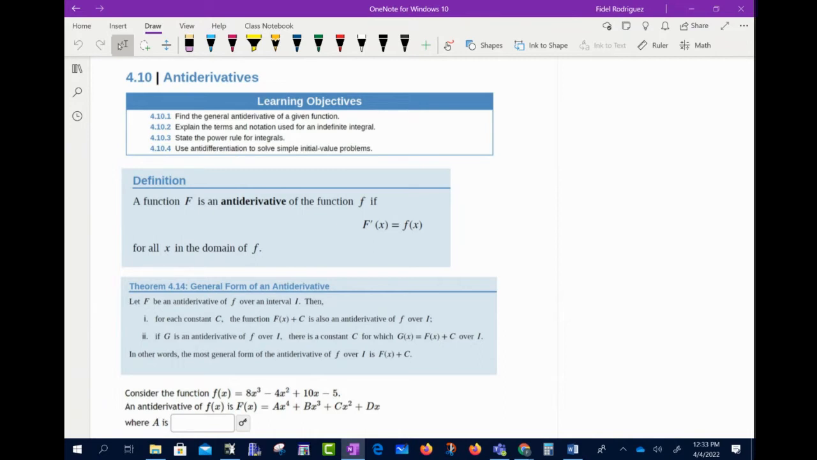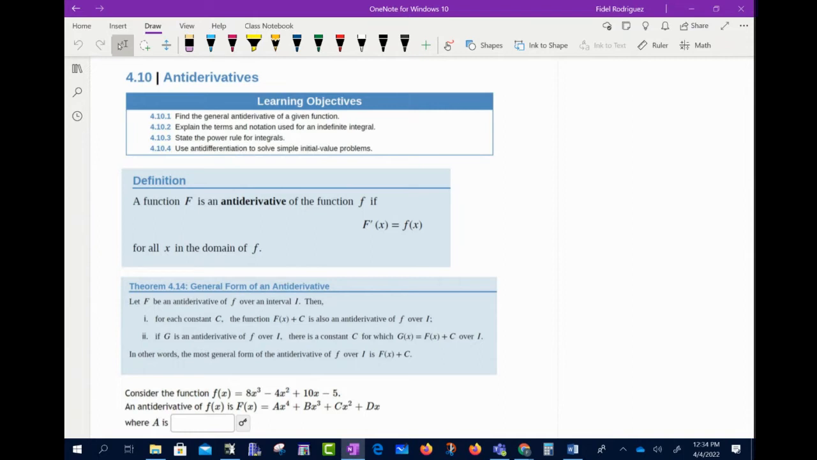It says a function capital F is an antiderivative of the function little f if F prime of x is equal to f of x for all x in the domain. What we're really doing here is going backwards. If we know what the derivative of a function is, we're trying to figure out what the original function would look like. That's what an antiderivative is.